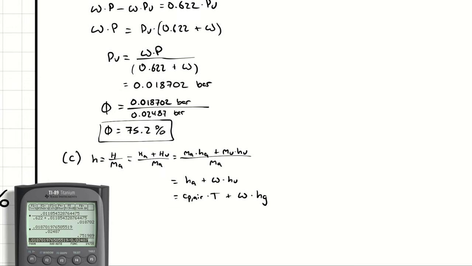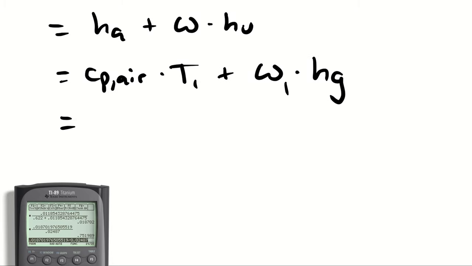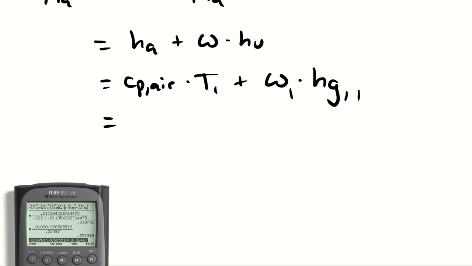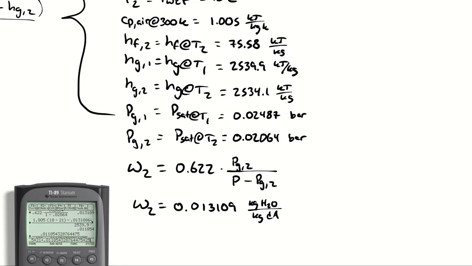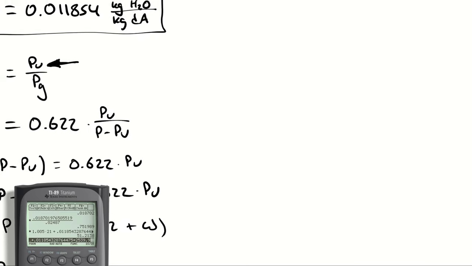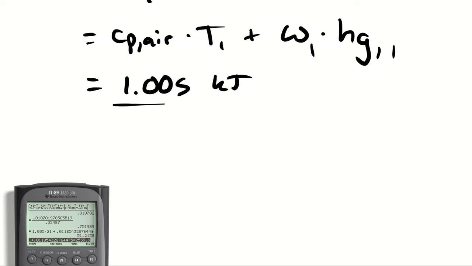If you said state 1 because it's the actual air, you are correct. This is going to be CP of air times T1 plus omega 1 times HG1. Remember, state 2 only exists around the wicking and is only useful as a stepping stone. So 1.005 times the dry bulb temperature, which was 21 degrees Celsius, plus the actual omega value, times the HG at state 1, which was 2539.9.